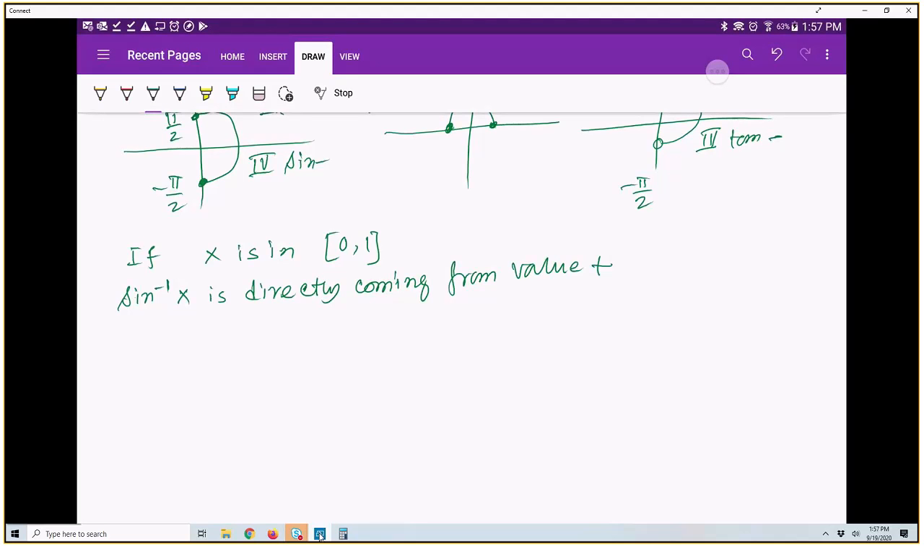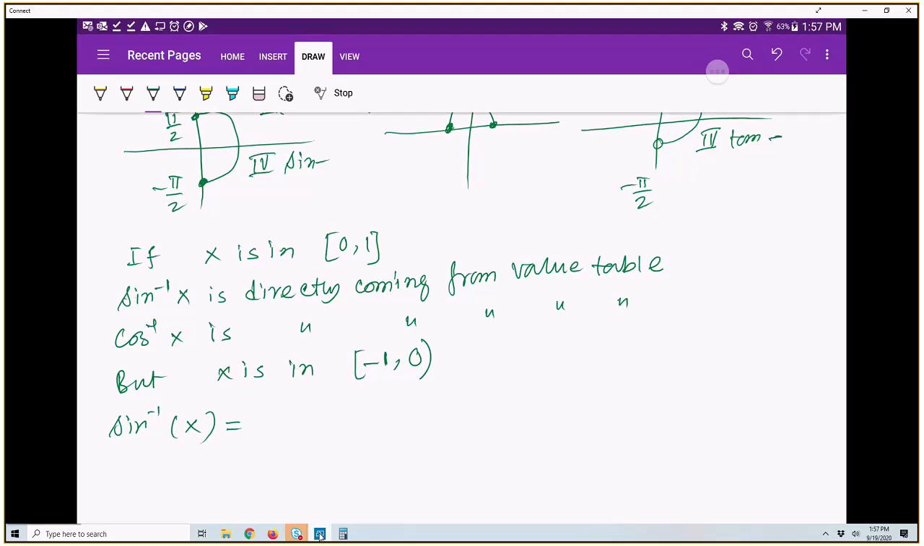Similarly, for cosine functions, cosine inverse x is the same way; it is directly coming from the value table. But if x is negative, between -1 and 0, then I have the problem. In that situation, sine inverse x is going to be negative of sine inverse of absolute value of x. Cosine inverse x is going to be pi minus cosine inverse of absolute value of x. And when I do these problems, I will explain it a little better.